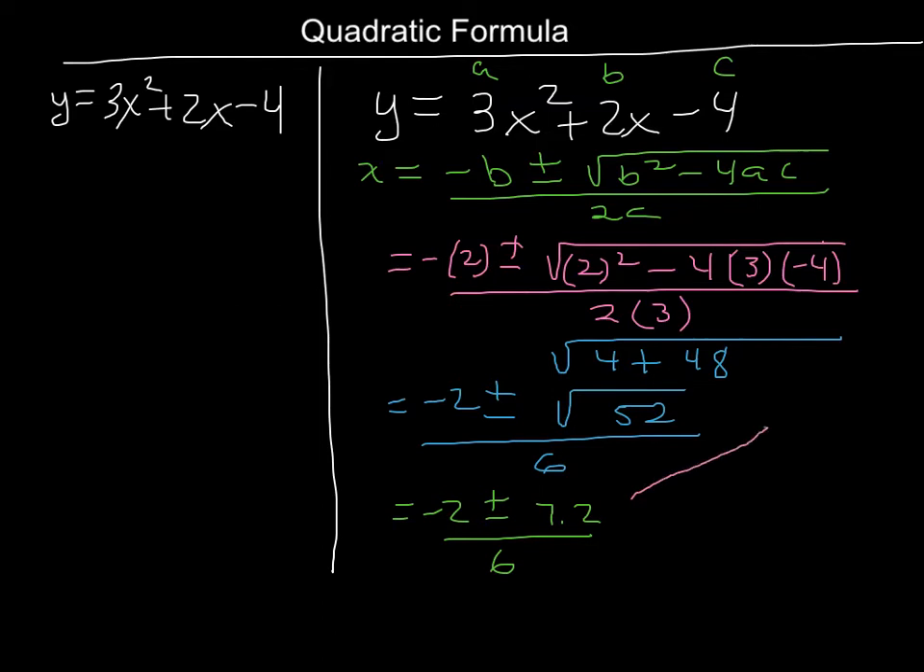You guys should keep going down your page. I'm running out of room, so I'm going to go to the side, but you guys should keep going down your page. So one of my problems is going to be negative 2 plus 7.2 over 6.